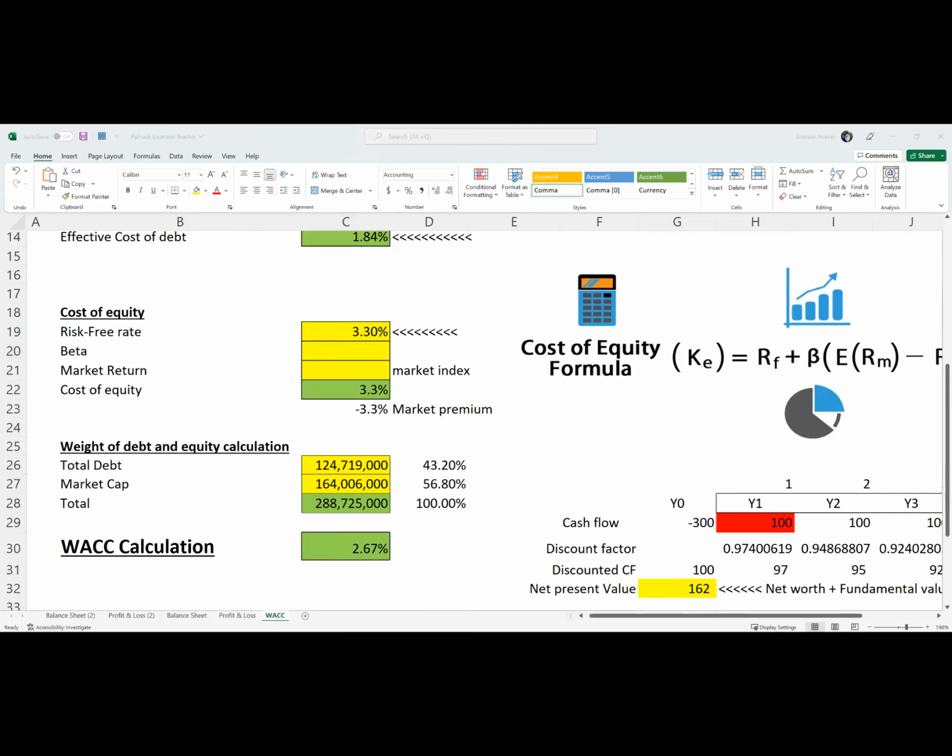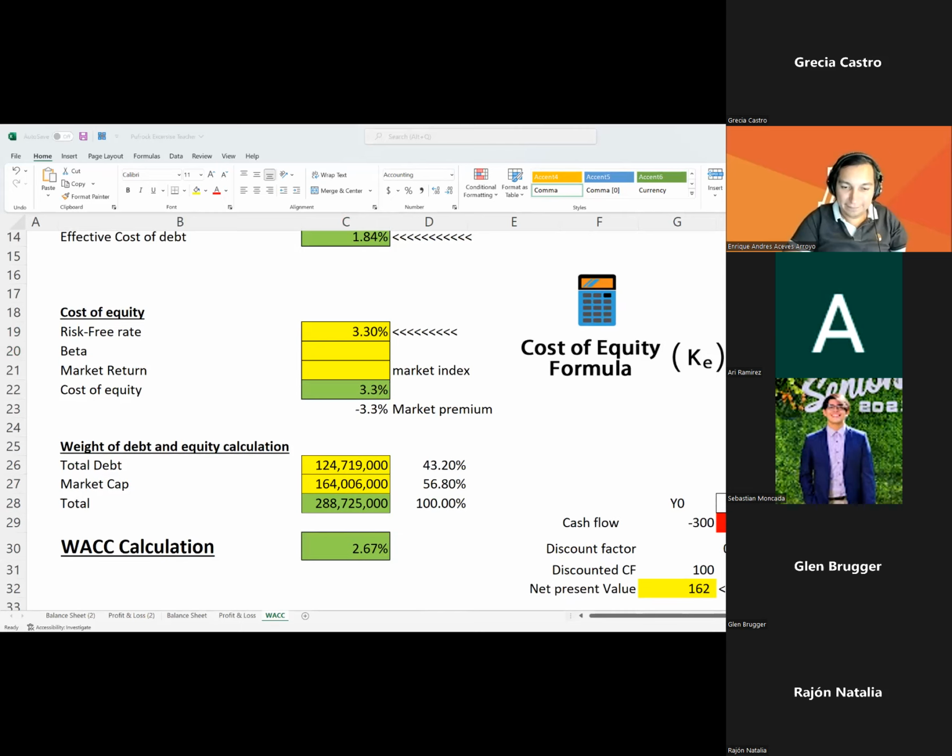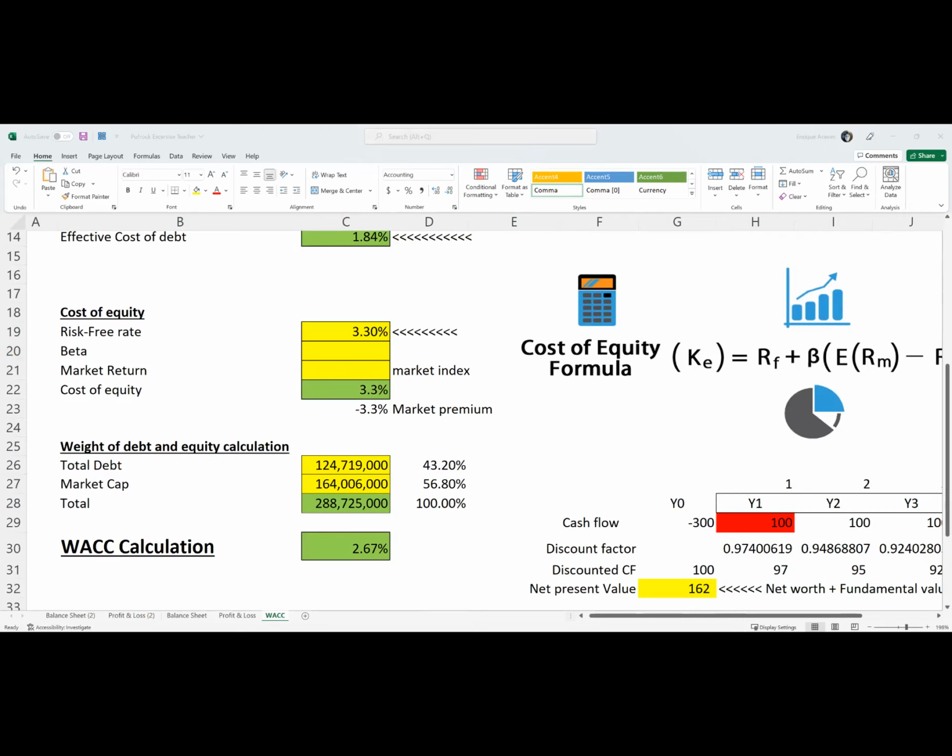Who can tell me what is the concept of the beta? The correlation of a company with its sector. Very good, very good. So where do you find that correlation statistic?